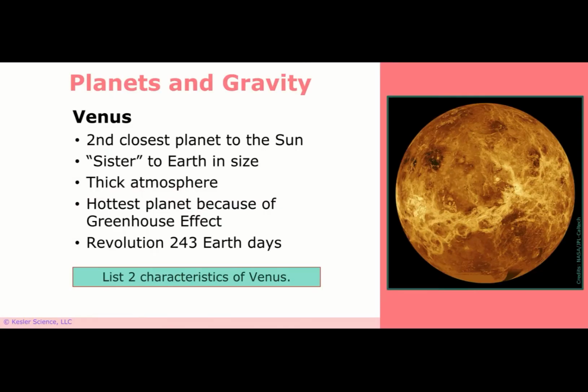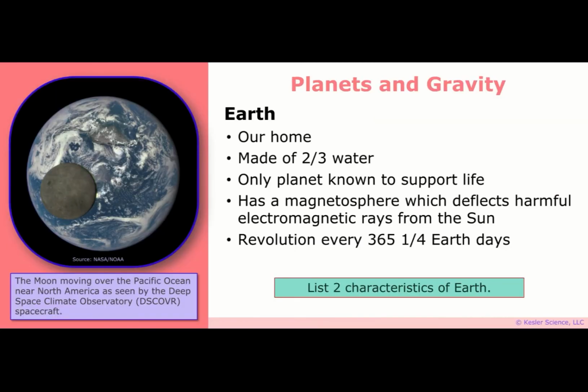Now, let's move on to Venus. Venus is the second closest to the sun, and it's a sister of the Earth in terms of its size. They have the same size. It has a very thick atmosphere, which is why it is the hottest planet, because it traps all the heat coming from the sun, with the atmosphere blocking the heat from going back out into space. It takes about 243 Earth days for Venus to complete one revolution, or the same as one year. And that's Venus. The next up is Earth.